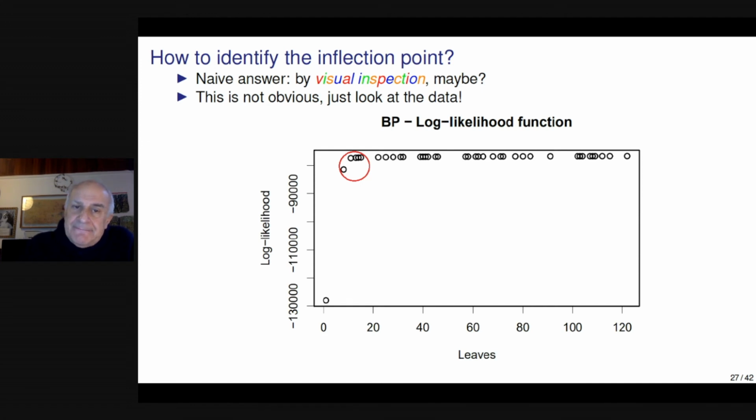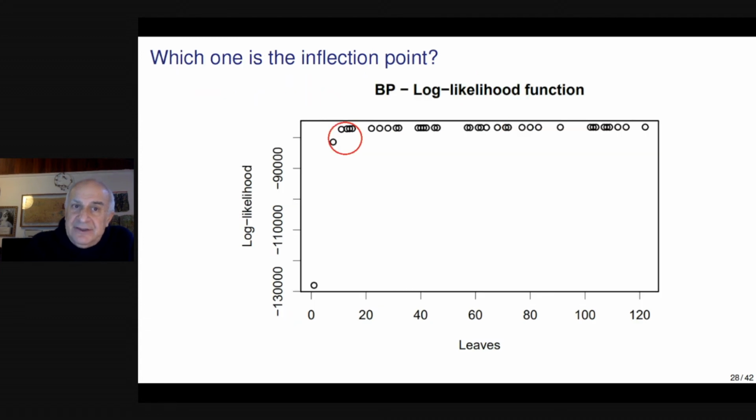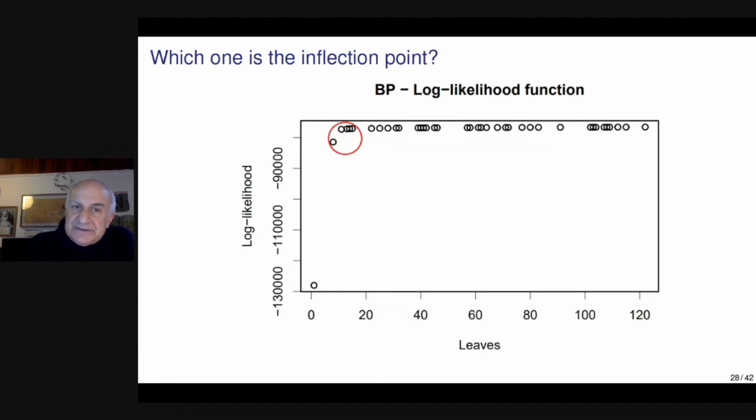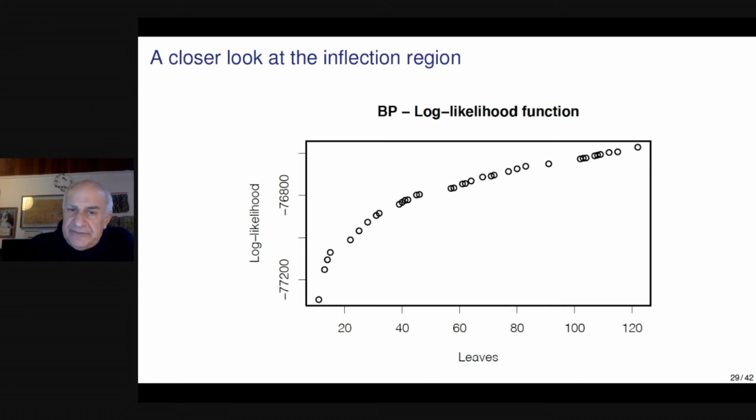Look at the data. You see, I increased a little bit the data, and here we can see in this red circle several points. One of them is the context tree which generates the data in which the inflection point really occurs. Which one is the inflection point? So if we increase this picture, this red circle, you have this sequence of points. This is a zoom in the picture.